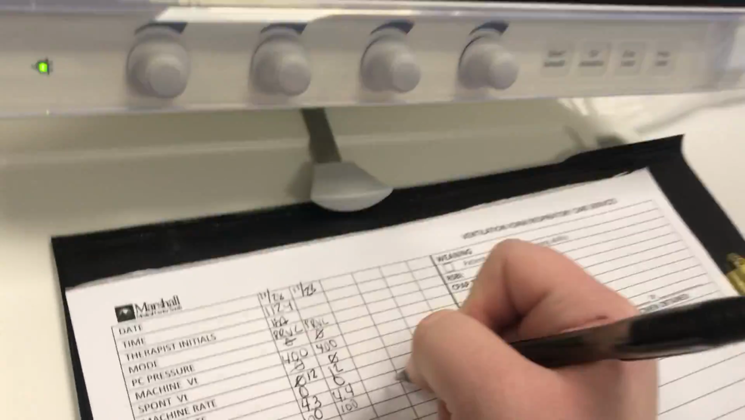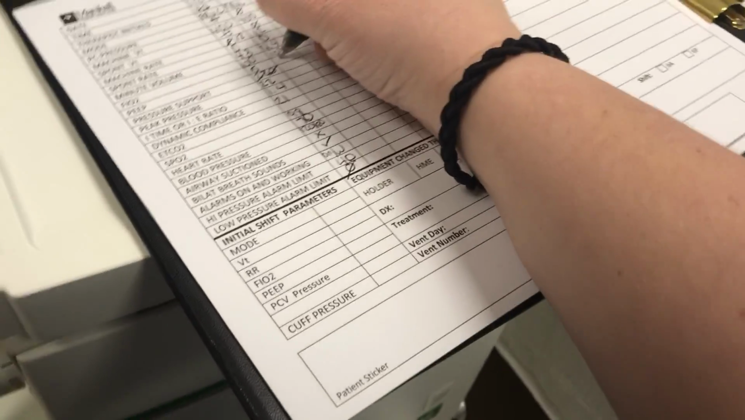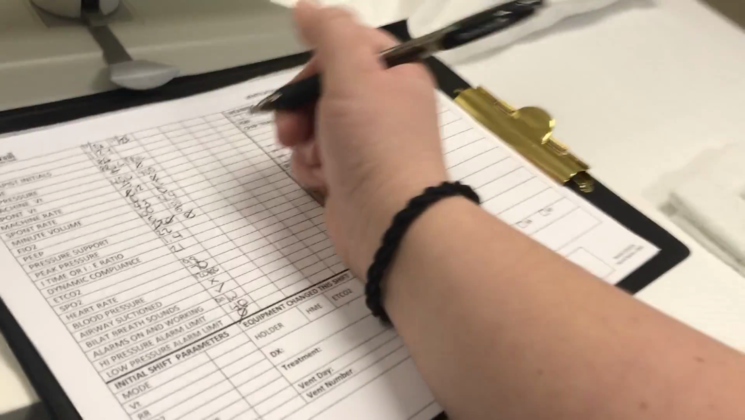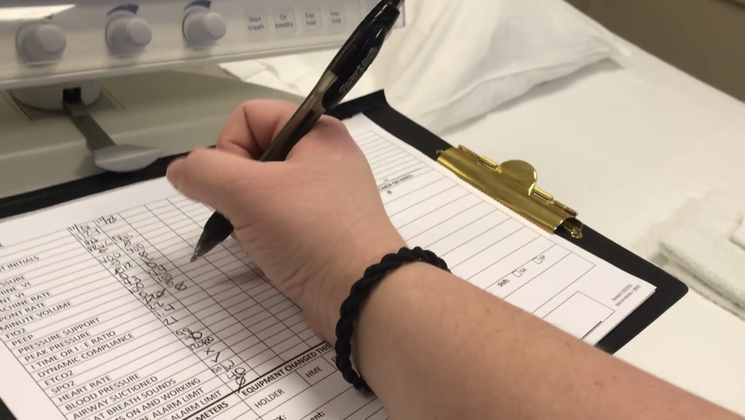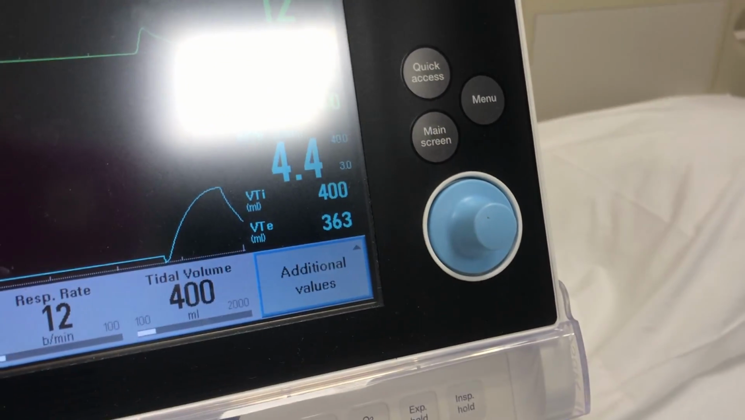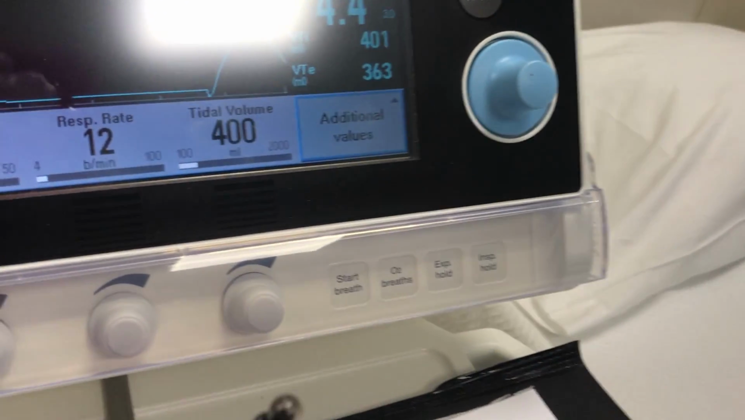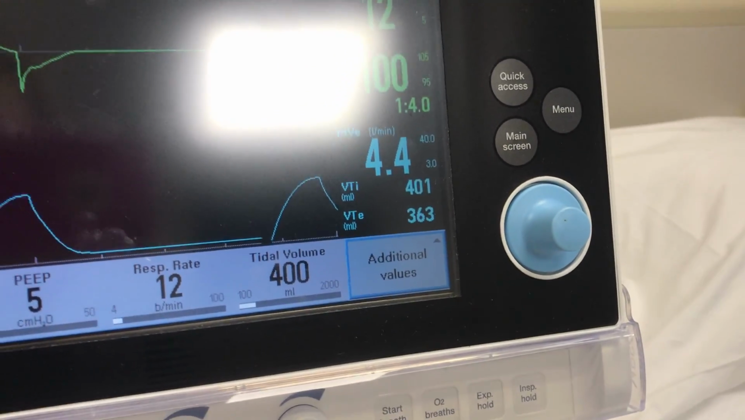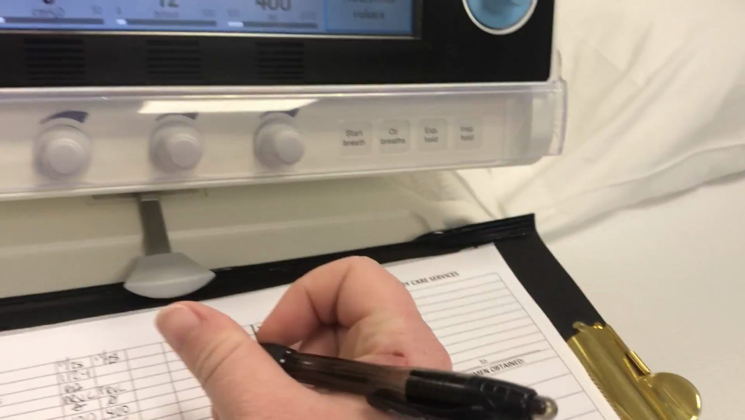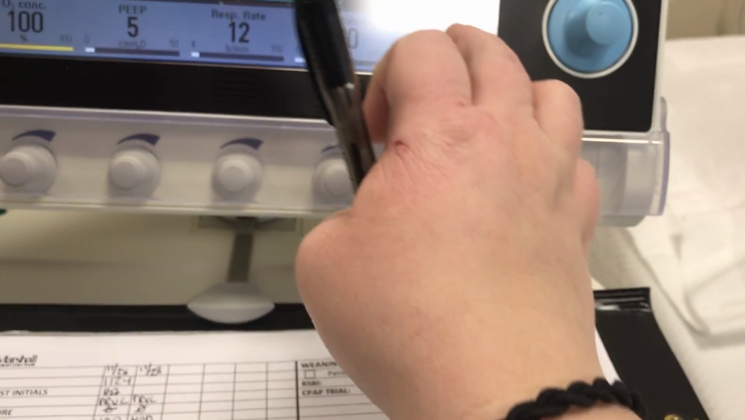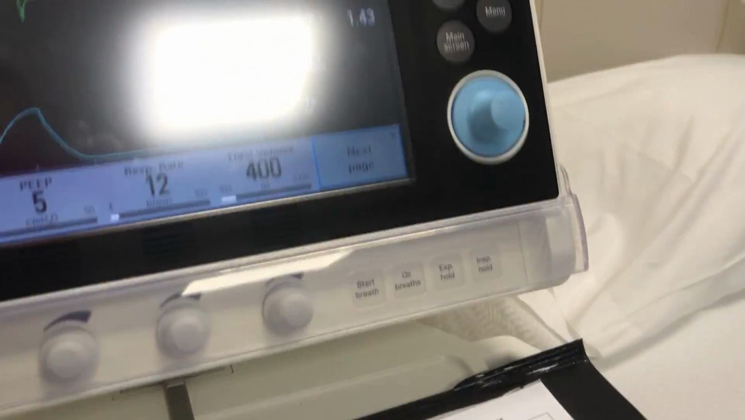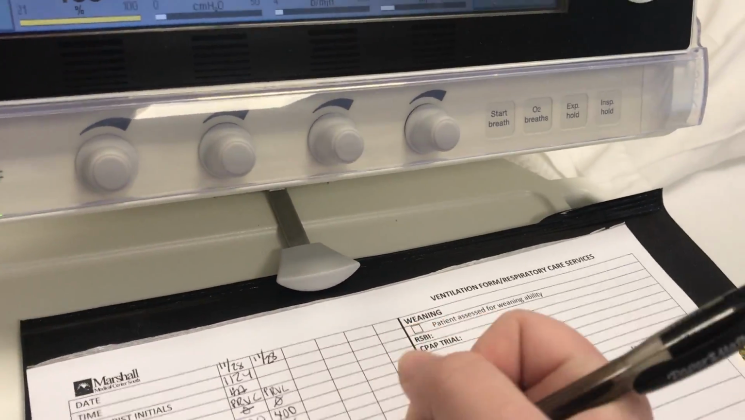My FiO2 is 100. My PEEP is 5. Don't have pressure support. My peak pressure is right here in the yellow, so I'd write the 22, and I would write my IE ratio, which is 1:4. Also find it on that first page. The dynamic compliance I can find on the third page of values, so it's 21.